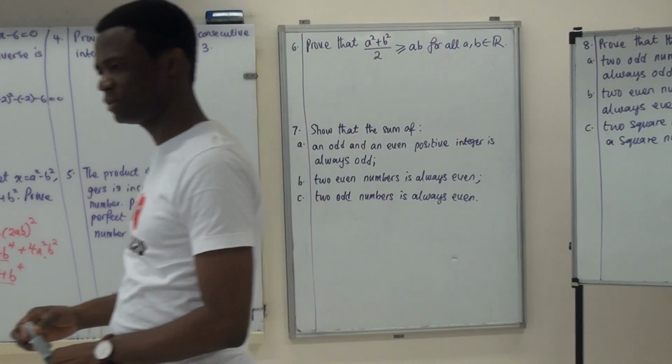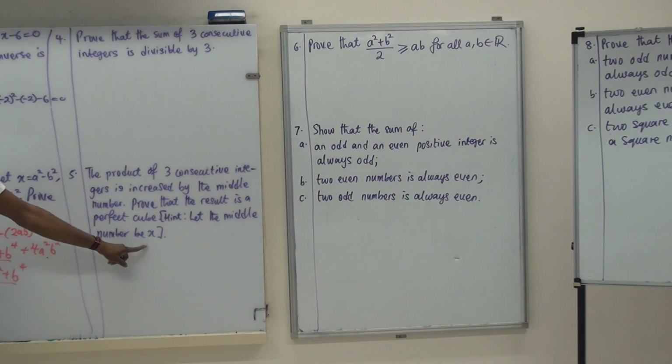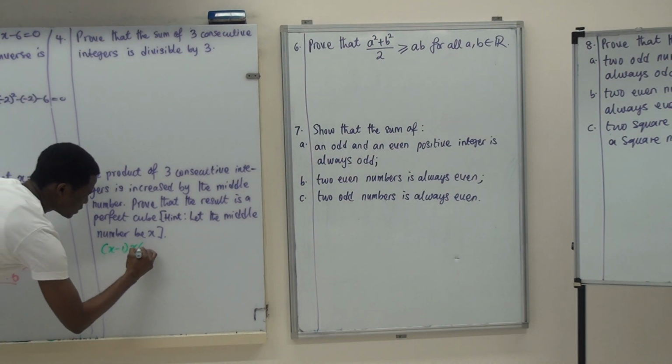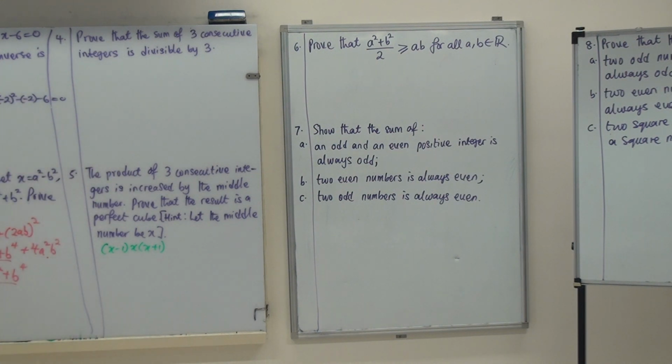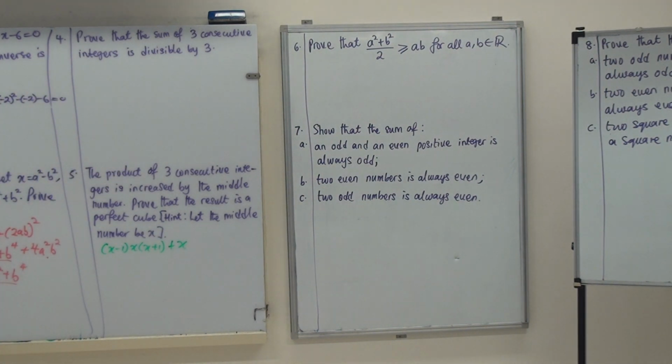Leo, question? Question 5 is easy. The middle is x. If the middle is x, what are the other 2? Increased by the middle number. What does that mean? So you have x minus 1, x plus 1, increased by the middle number. Increase is plus. So just simplify this. If you simplify this, your result is trivial.